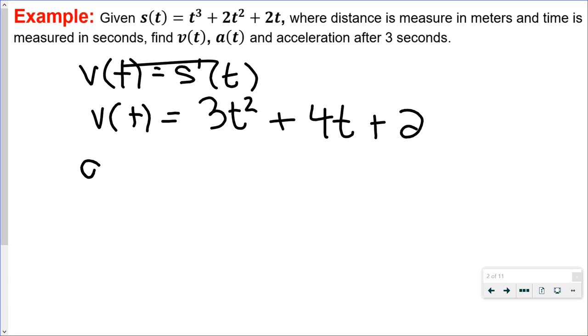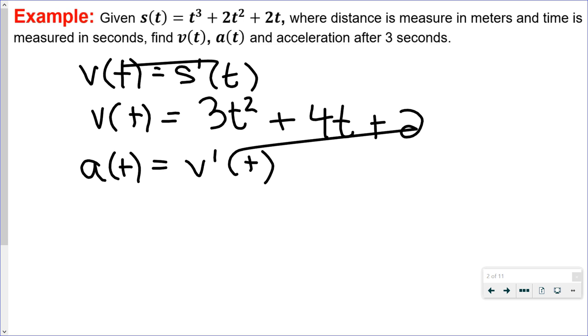Now acceleration is just the derivative of velocity. So I'm going to take my velocity equation and do the derivative of that. So acceleration is equal to the derivative of 3t squared, which is 6t, plus the derivative of 4t, which is 4. So that's my acceleration in general.